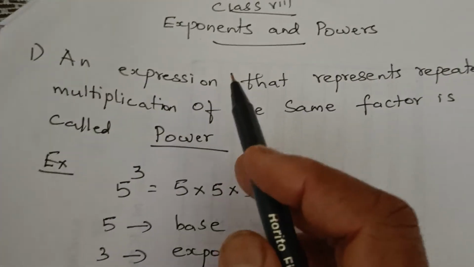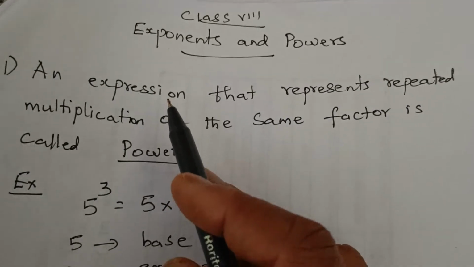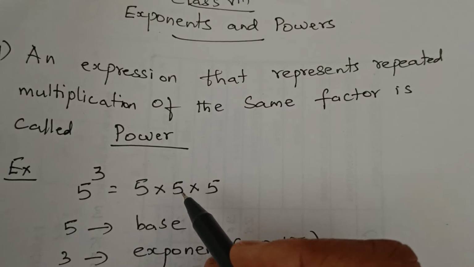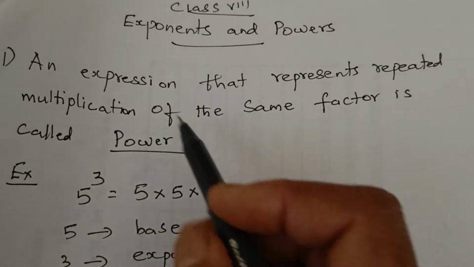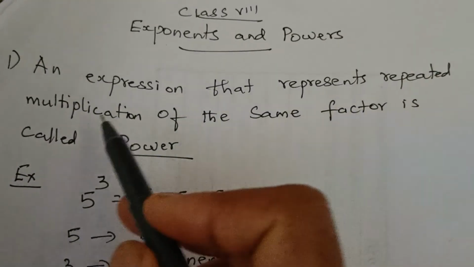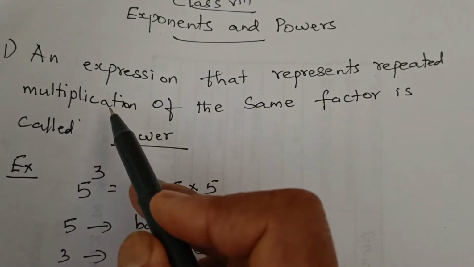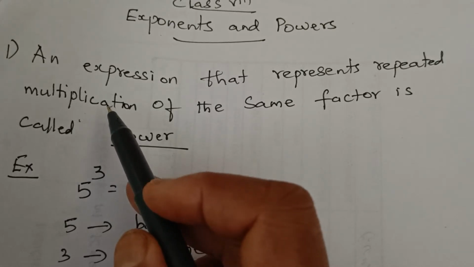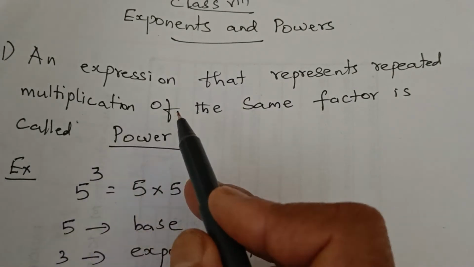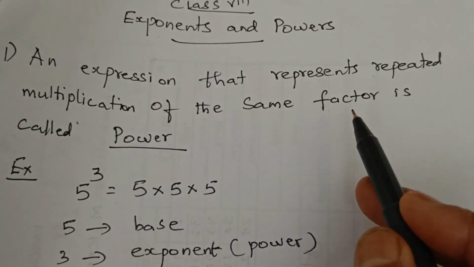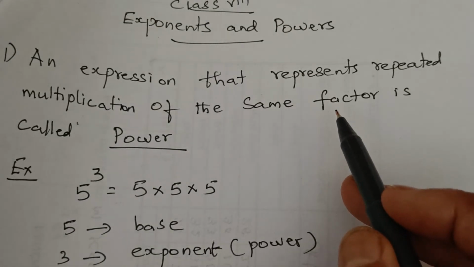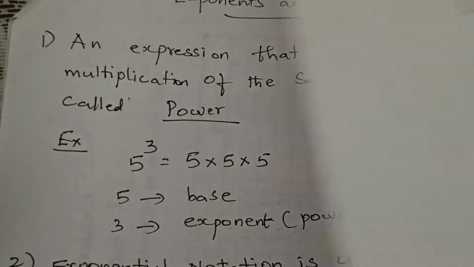So the definition of an exponent is an expression, that means it involves numbers and the mathematical operations of addition, subtraction, multiplication and division, that represents repeated multiplication, only multiplication. Exponents are not for addition, subtraction and division, but for repeated multiplication of the same factor. You should multiply the same number. Suppose 2 into 3 into 5. We cannot write it in exponential form. Or 2 plus 2 plus 2 plus 2.